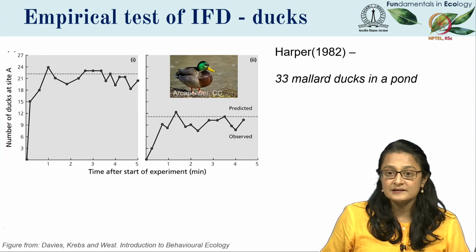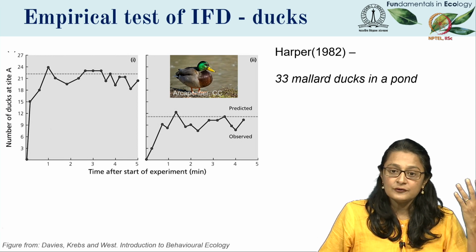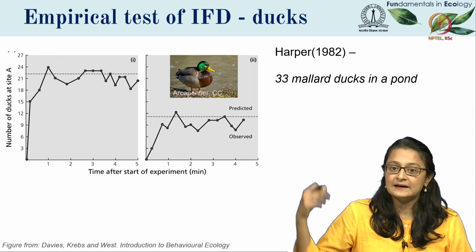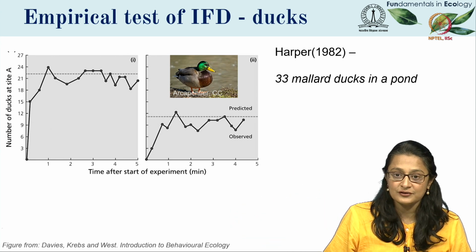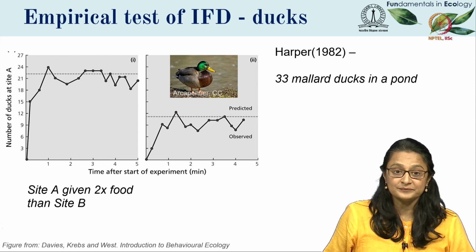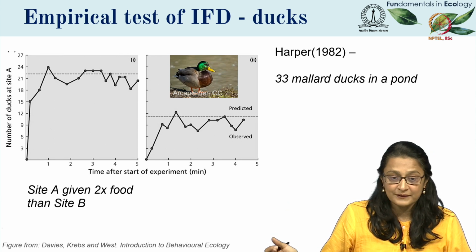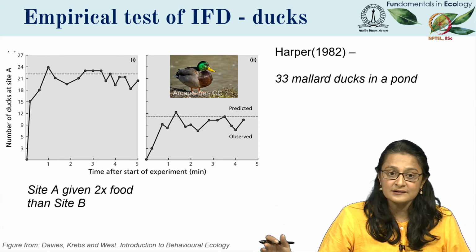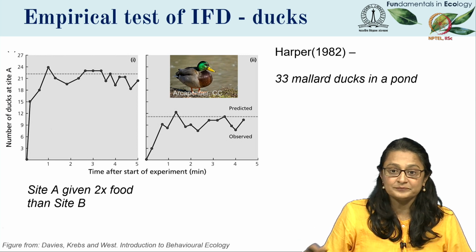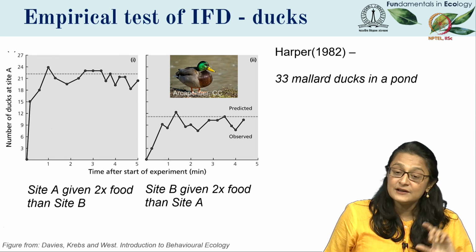Harper in 1982 tested this out in the wild with mallard ducks in a pond. And he did the same thing that was done with the sticklebacks in the tanks in the lab. He dropped food from one side of the pond versus another and varied how much was provided. So in this first graph, site A, one side of the pond, was given 2 times more food than side B, at which point 22 ducks were on the side that has more food and 11 ducks were on the side that had less food. And then he switched it.